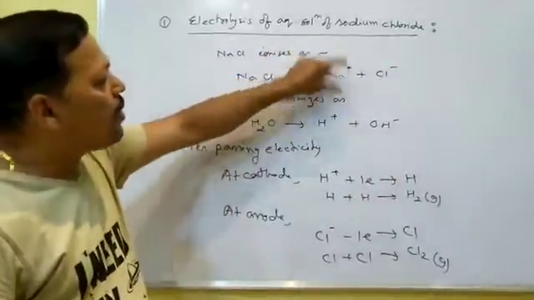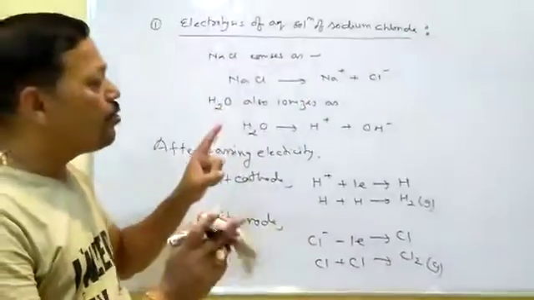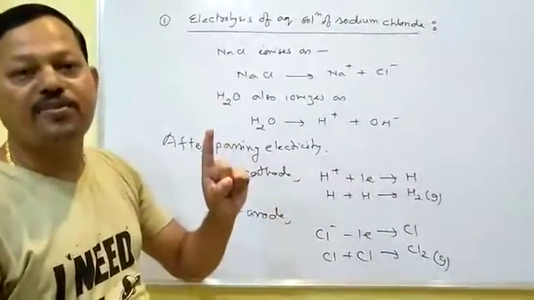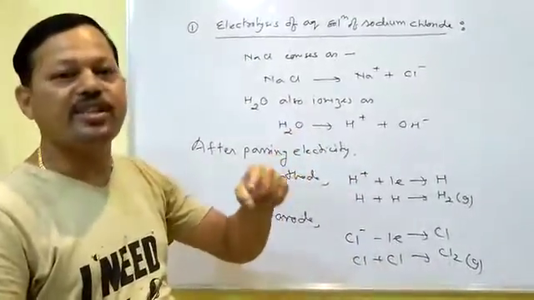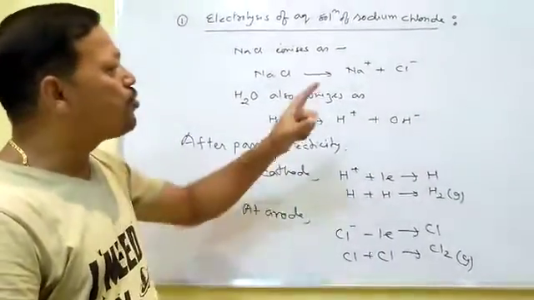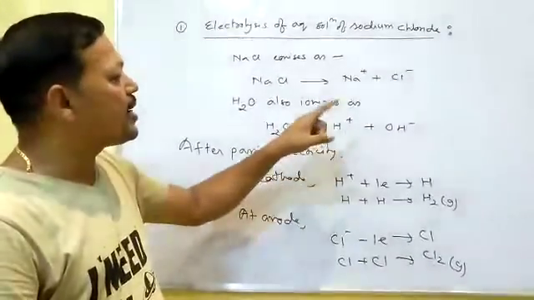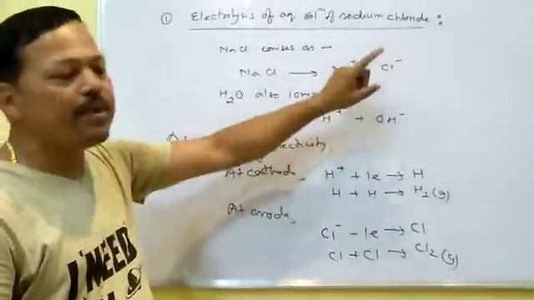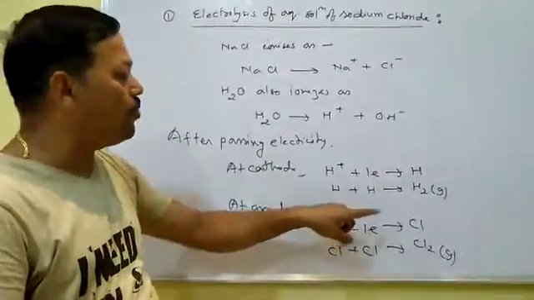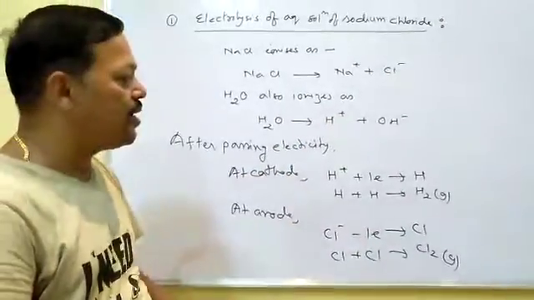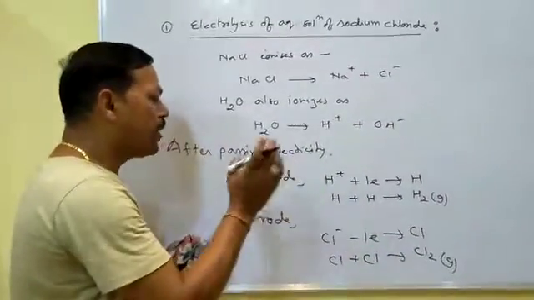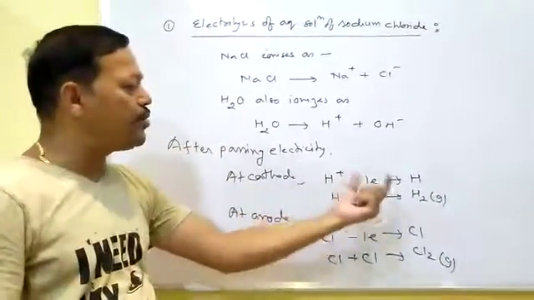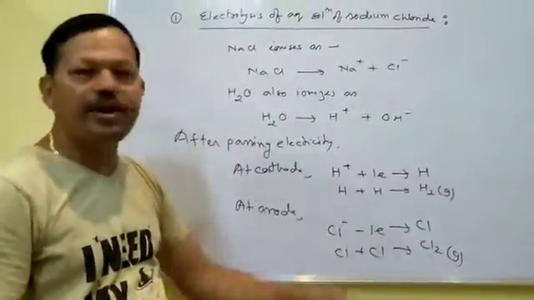Actually, when there are a number of ions in solution, there will be a competition between the ions as to who will move towards the rod. It depends on the potential value. Higher the potential value, greater is the tendency to move towards the rod. Since H+ ion has more potential, H+ ion will move towards the cathode, not the sodium ion. Similarly, since Cl- ion has more potential, Cl- ion will move towards the anode, not the OH- ion. This way you can find out which product will form at the cathode and at the anode. So at the cathode hydrogen gas will produce and at the anode chlorine gas will produce.